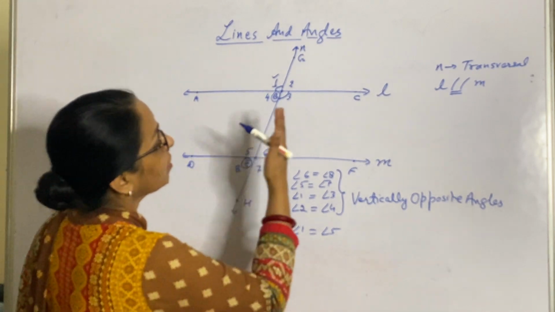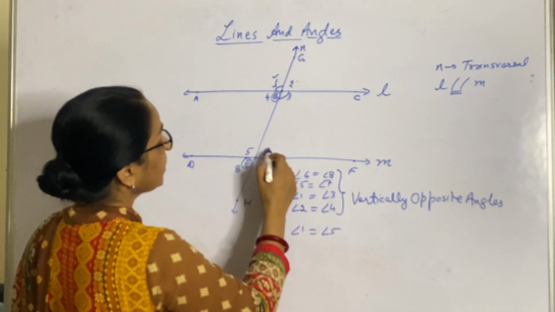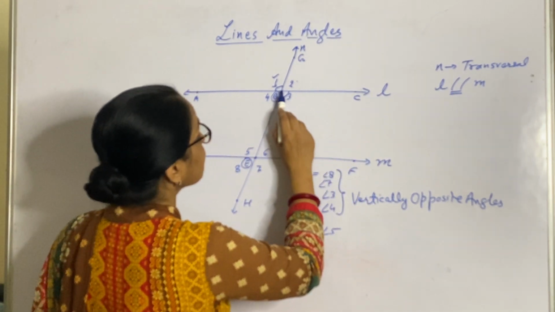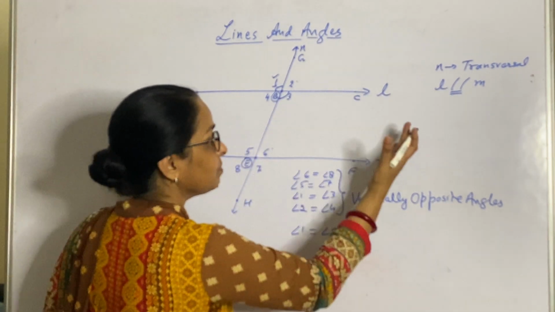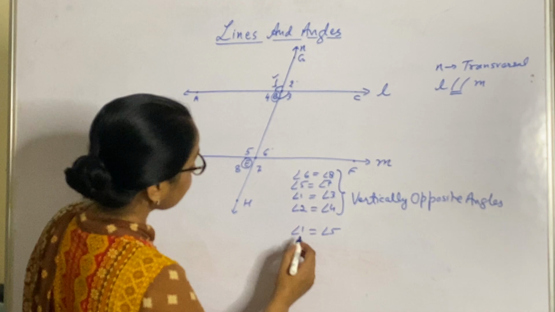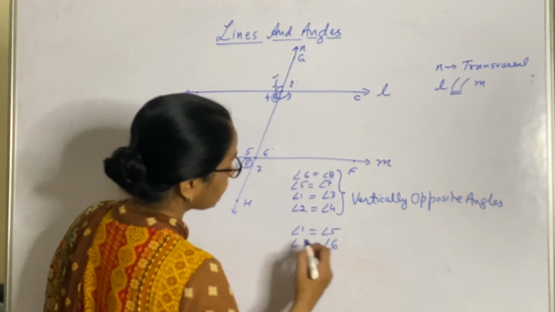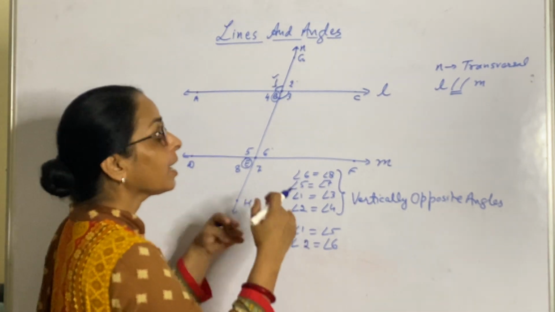Same way, if you go to the right hand side, you have angle 2 and angle 6. They are also above the line. Here it is above BC and here it is above EF, and on the same side of the transversal. So we can say angle 2 is equal to angle 6, right? But this was the case above the line.